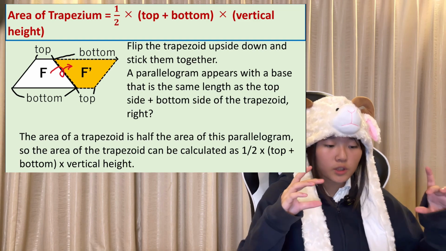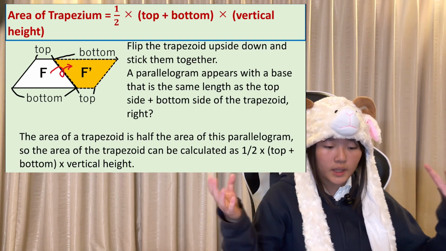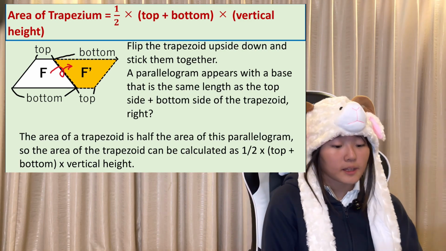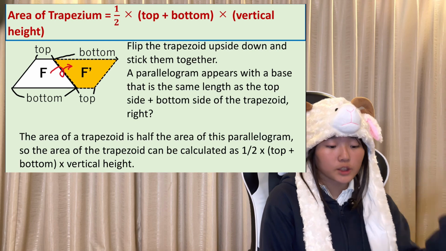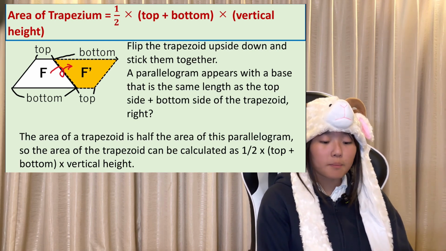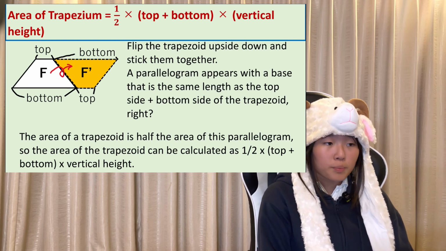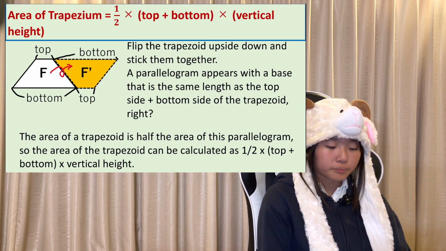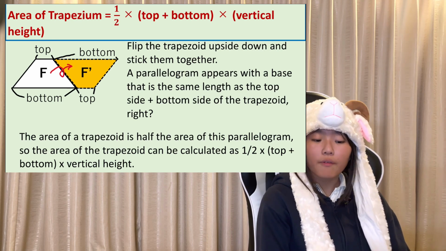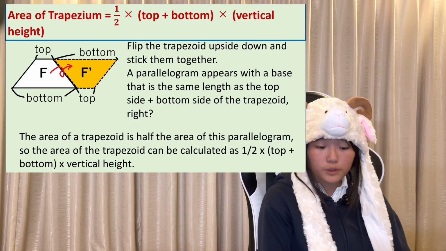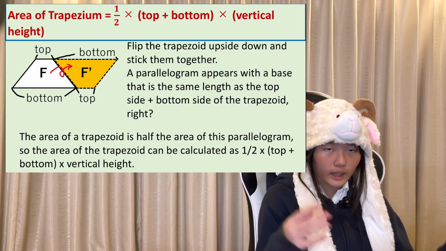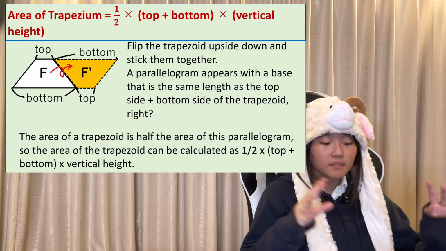First, take 2 trapeziums, flip one upside down, and then stick the 2 together. A parallelogram appears with a base that is the same length as the top side and the bottom side added together of a singular trapezium. The area of a trapezoid is half the area of this parallelogram, so the area of the trapezoid can be calculated as the top plus bottom lengths times the vertical height divided by 2.